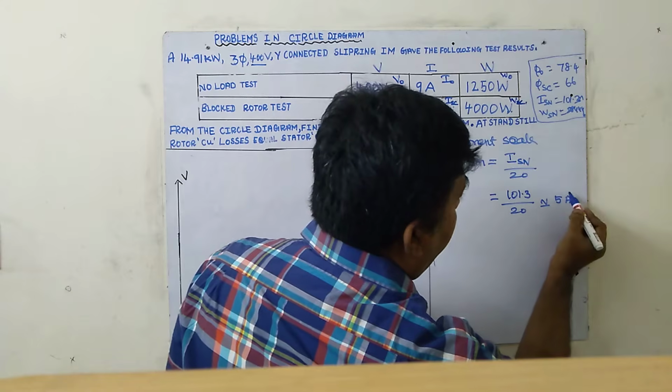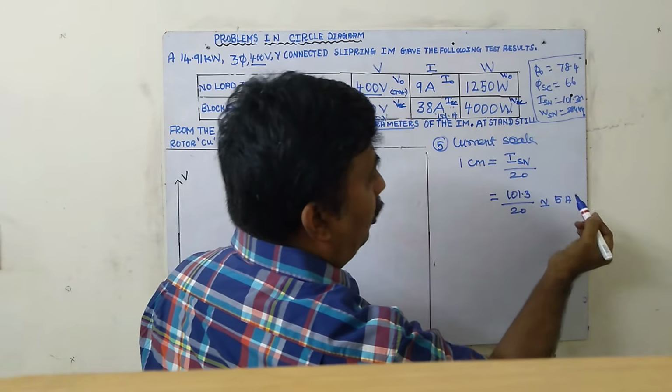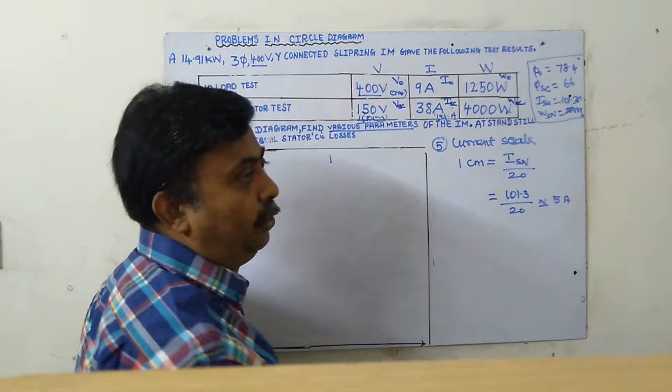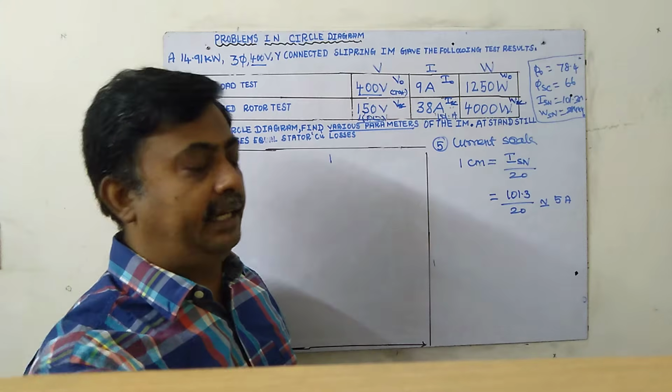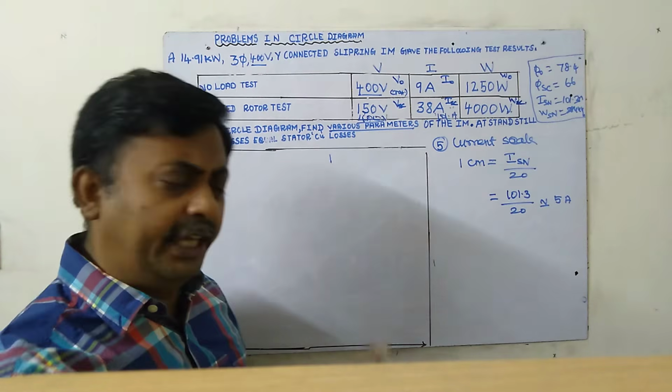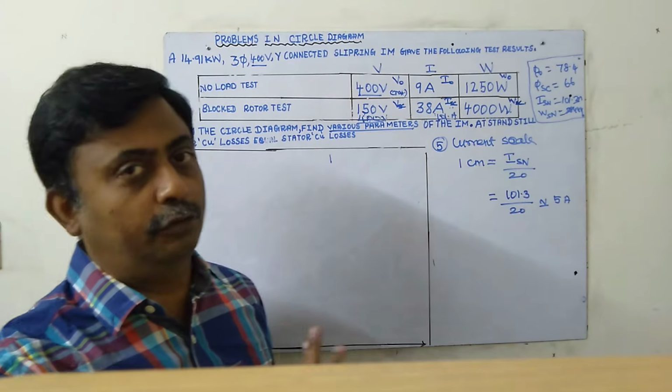Don't put the exact value here, just take either 4 amps or 5 amps, 1 centimeter equal to 1 amp, 2 amps, like this integer value. Don't go for real values. Don't go for 4.5 like this. Either go for 4 or 5, like this only you should go.